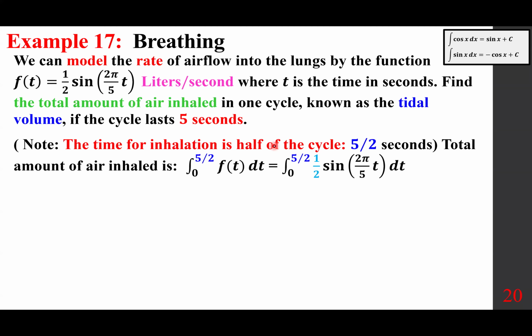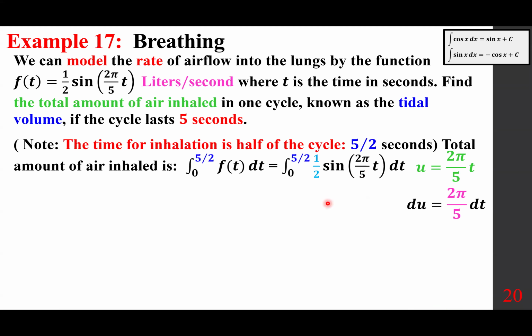To make it easier to do. But anyways, what is u? What is du? Because this is not t, this is a function of t, then the argument of sine, 2π/5 times t, is a choice of u. The derivative is simply 2π/5, which makes du = 2π/5 dt.